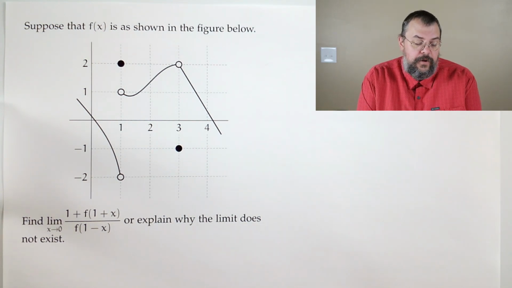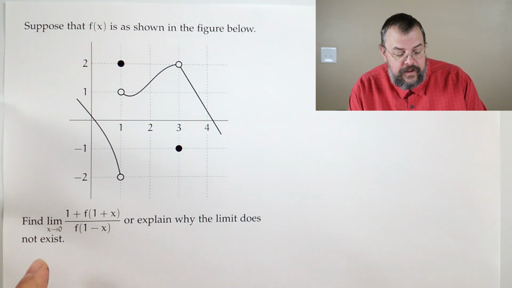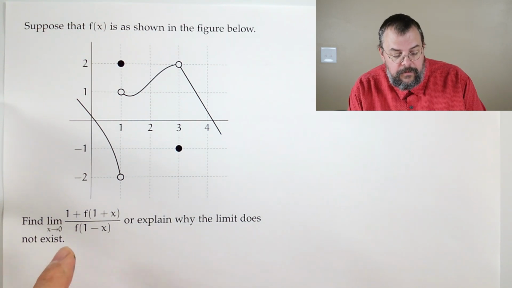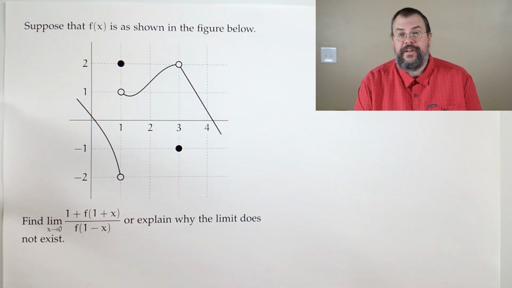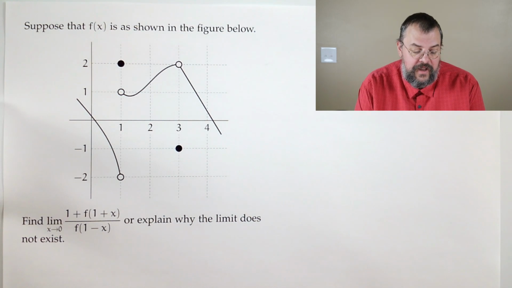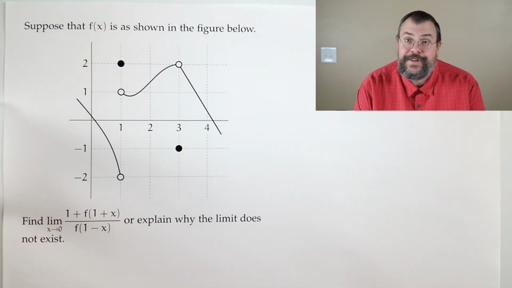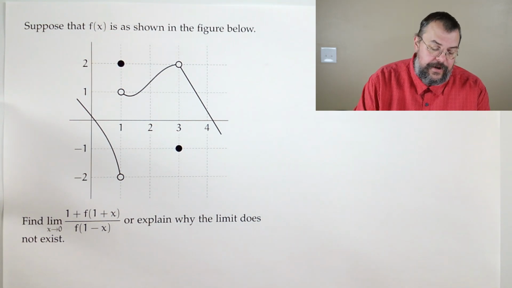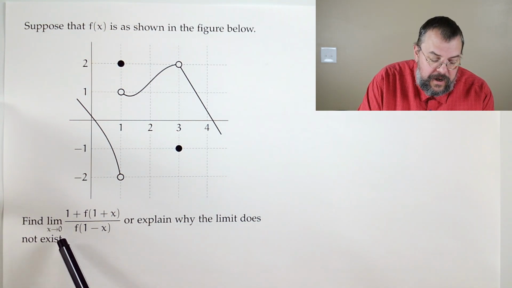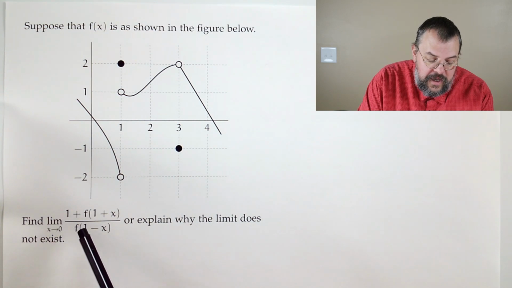And now there's a question. Find the limit as x goes to 0 of 1 plus f of 1 plus x over f of 1 minus x, or explain why the limit does not exist. So this looks interesting. Now, if you look at this, we can say that there's something strange going on. When we think about plugging in 0, well, we get 1 plus f of 1.